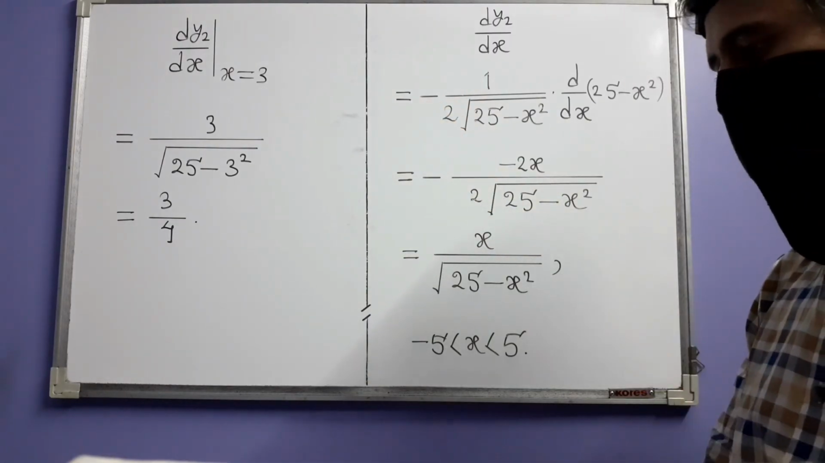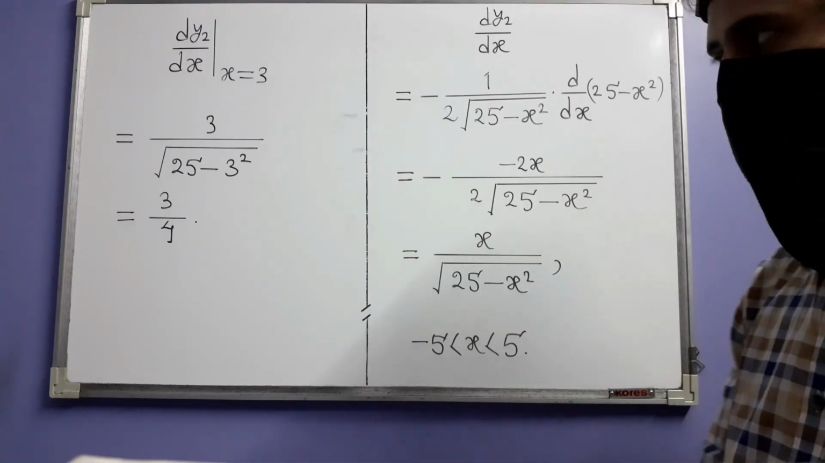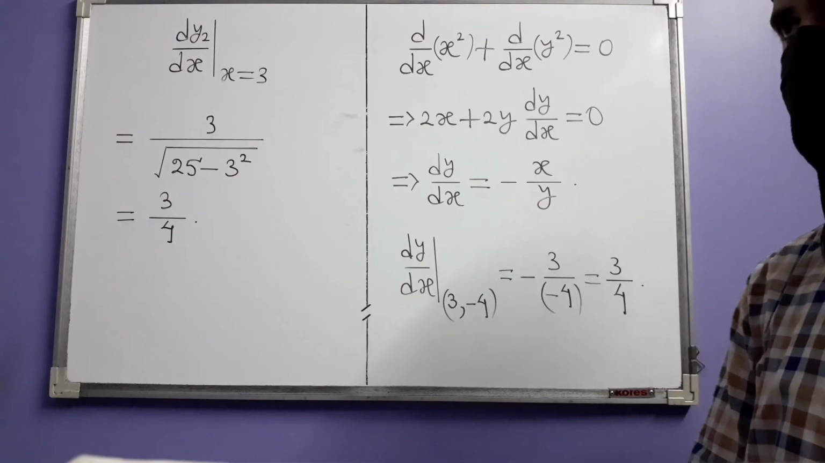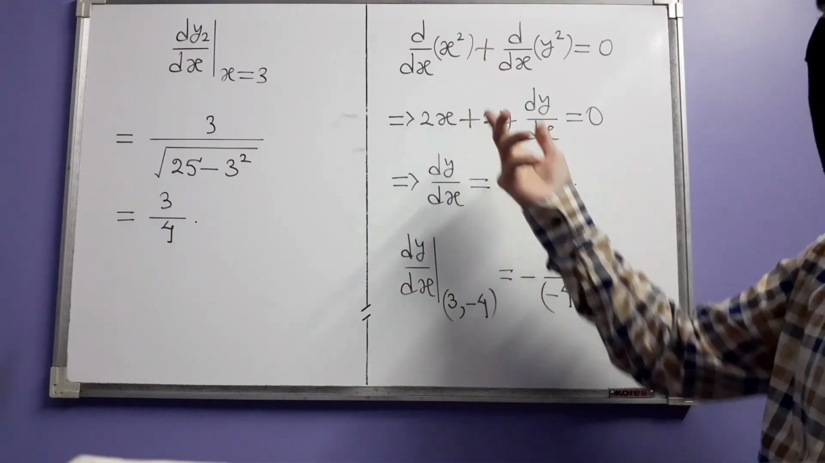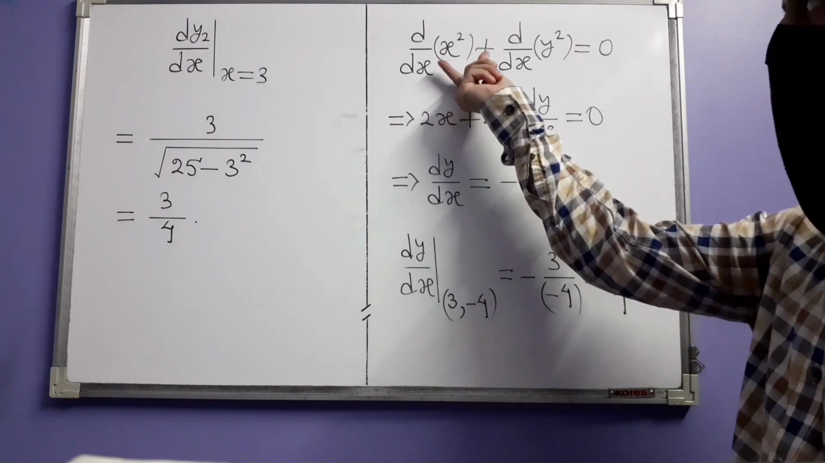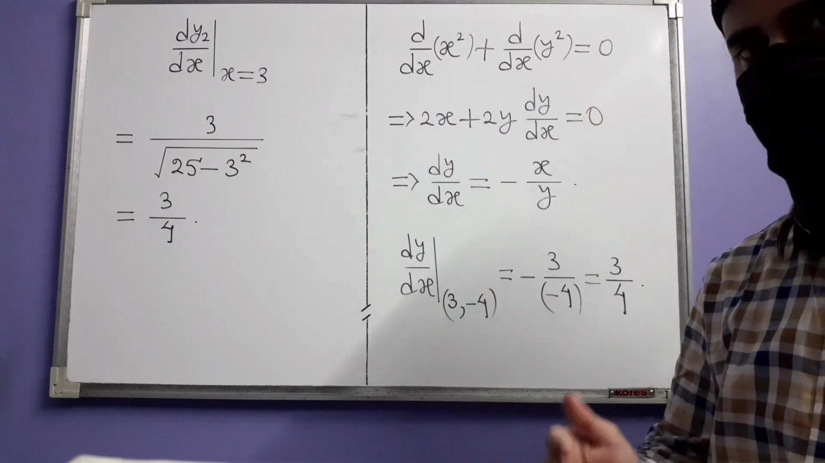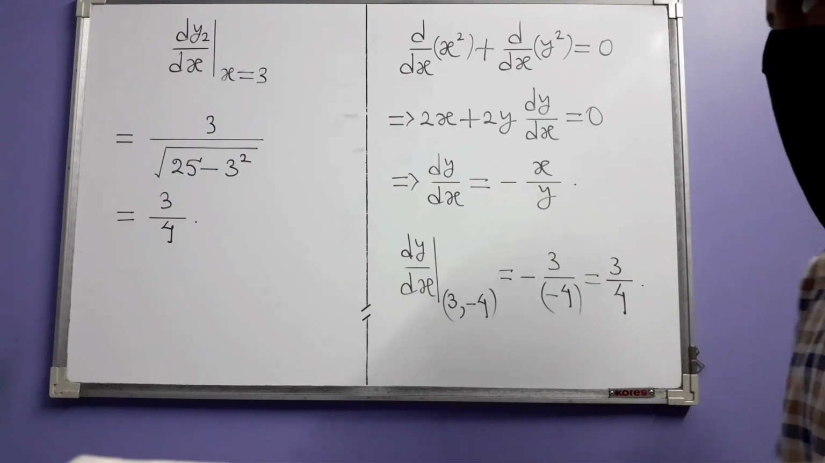And now next we do this same thing but with implicit differentiation. So we differentiate the equation of the circle implicitly on both sides with respect to x. The left hand side of course by the sum rule becomes d/dx of x squared plus d/dx of y squared, and the right hand side is d/dx of 25, because 25 is constant, so that is 0.